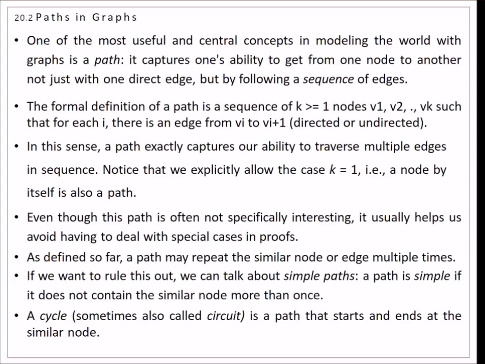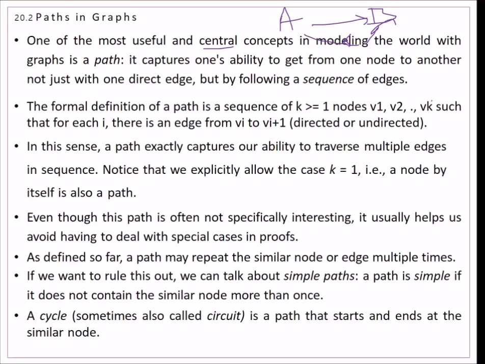So what are paths in a graph? This is a very important topic. This is actually a central concept which will enable us to model the graph. It captures the ability to get from one node to another, not just by one directed edge, but by following a sequence. If I can go from A to B, it is fine. But is it possible I can go from A to C and C to B? So this may be a path.